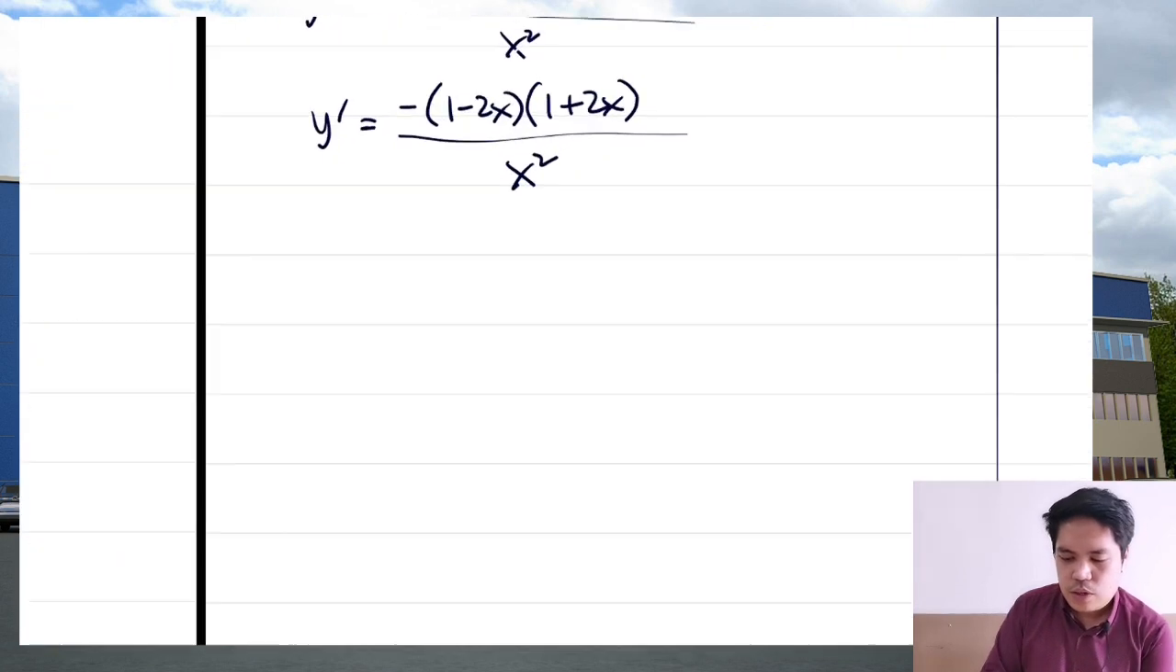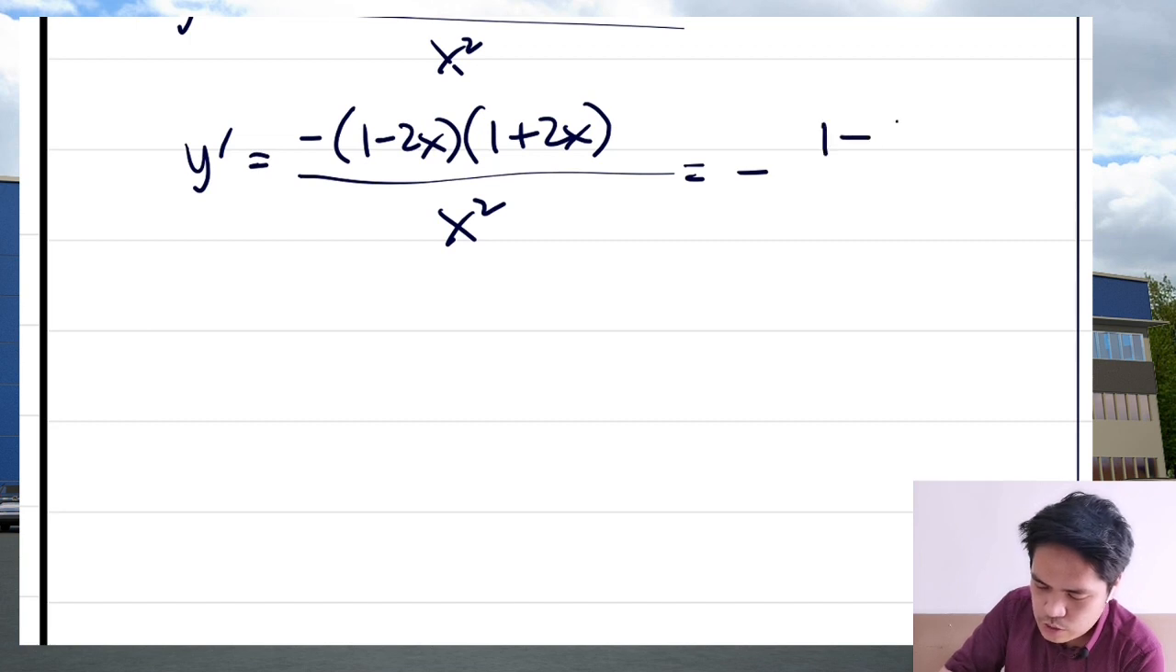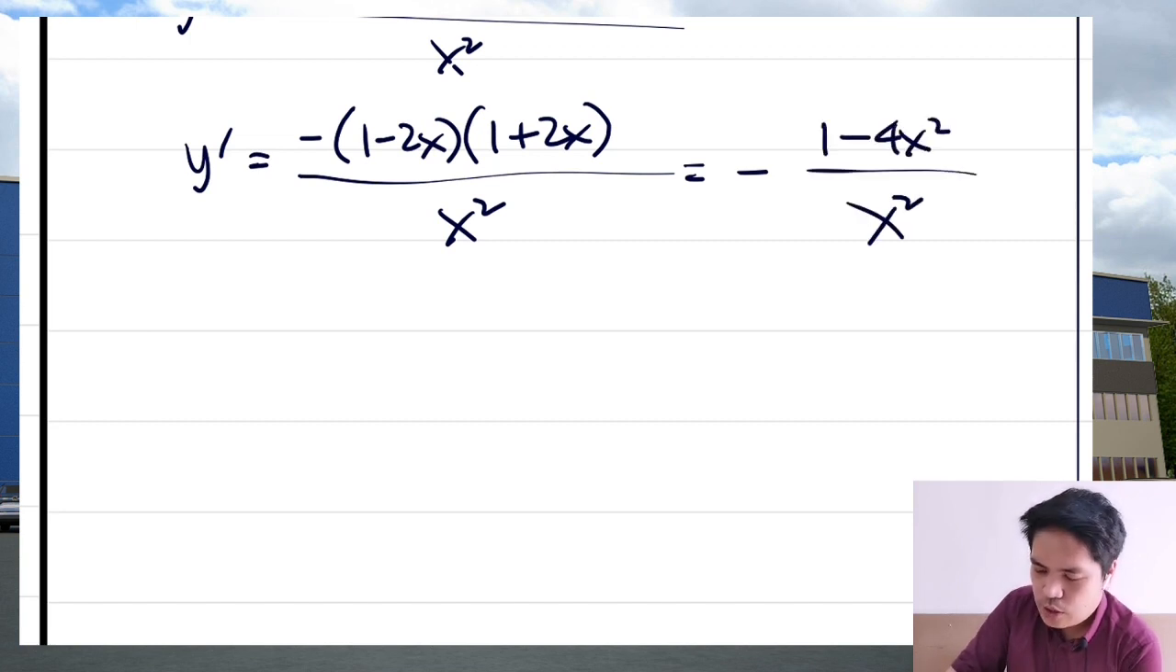So you can have this as our answer. Or it could also be negative 1 minus 4x squared over x squared if you like. So that is our answer.